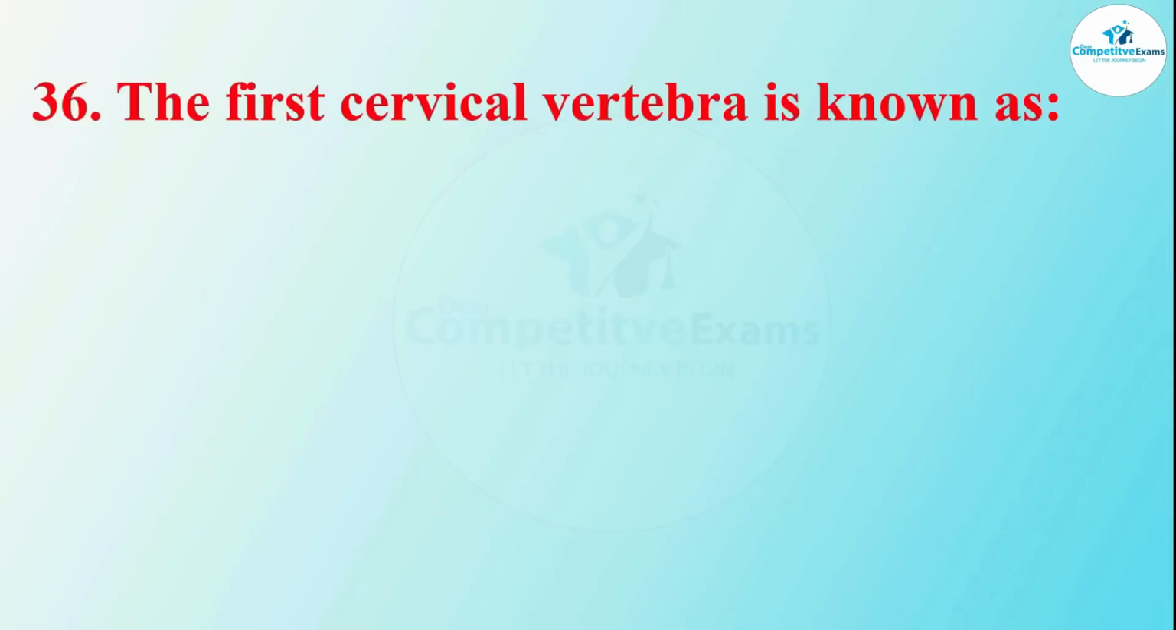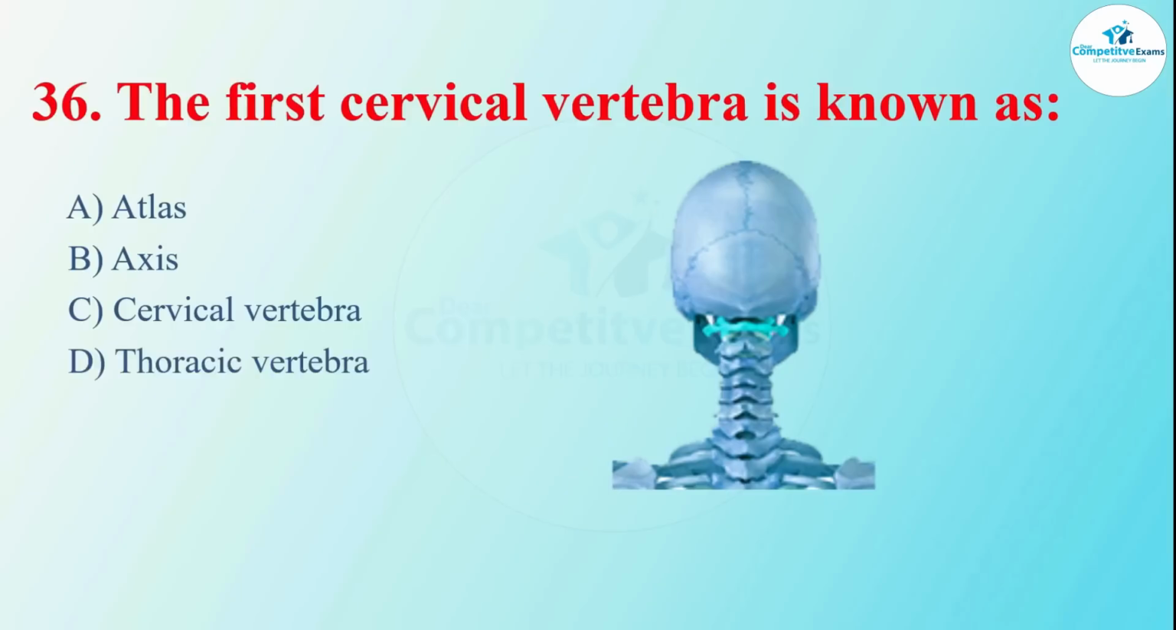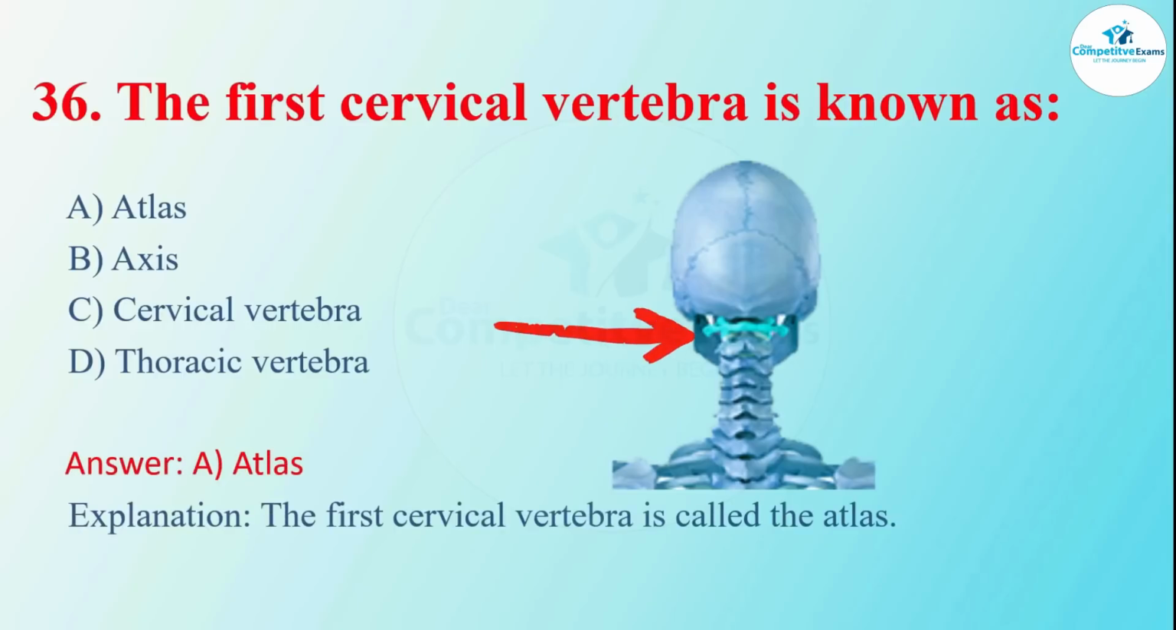The first cervical vertebra is known as. Do we call it the atlas, axis, cervical vertebra, or thoracic vertebra? Your answer is atlas. The atlas is the first cervical vertebra in our body. Let's move on to question number 37.